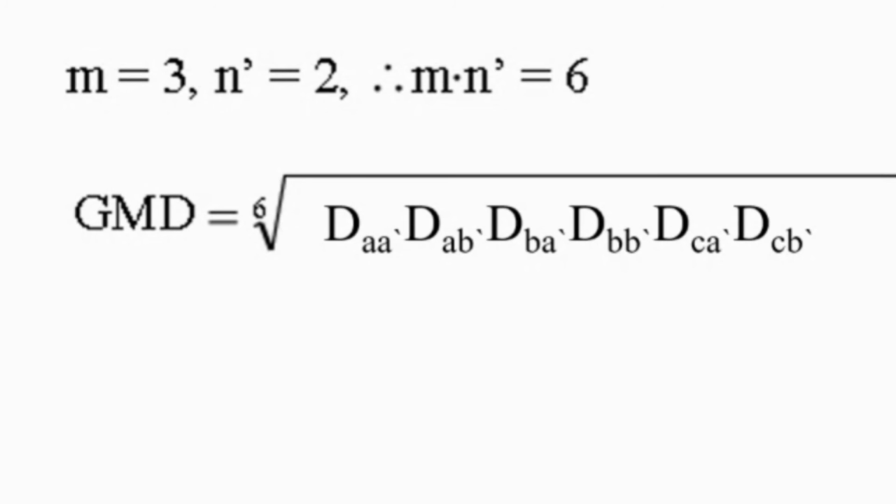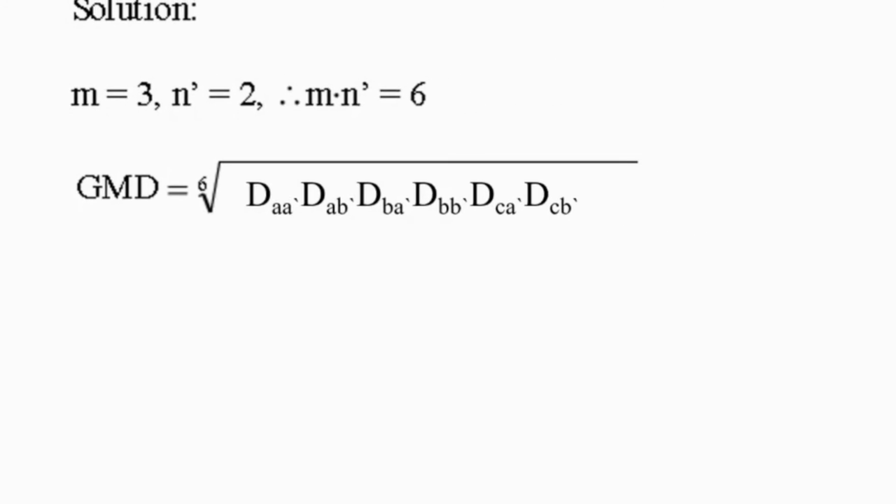So we have 3 on the left and 2 on the right. We have 6 spacings, we have 6 D's there. I multiply them by each other and take them to the power of 1 over 6 to get the geometrical mean distance. See, whatever the geometrical layout of the system, it can be simplified easily mathematically by this.